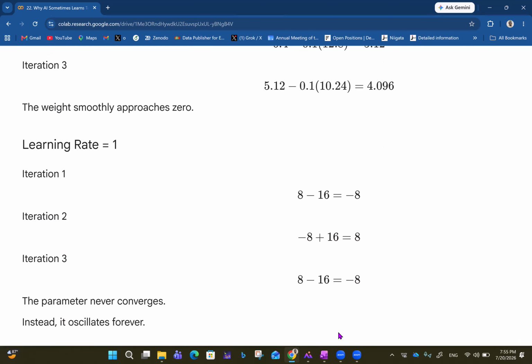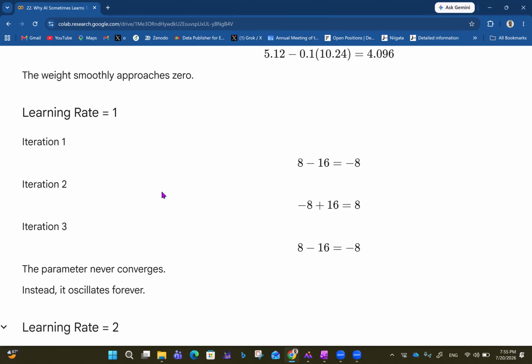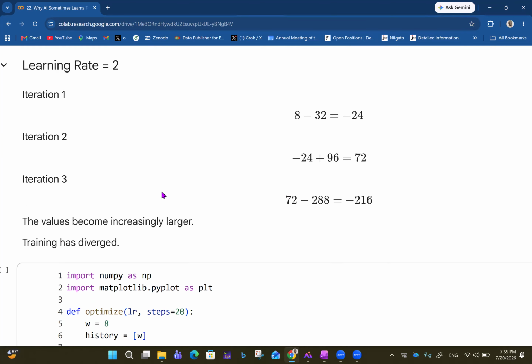Now imagine a learning rate of 1. What does it do? In iteration 1, you have 8 minus 16, that's minus 8. In iteration 2, minus 8 plus 16 gives 8. So you see it's just jumping all over the place. Iteration 3 is 8 minus 16, you have minus 8. The parameter never converges. Instead, it oscillates forever because the learning rate is too large. Then imagine a learning rate of 2.